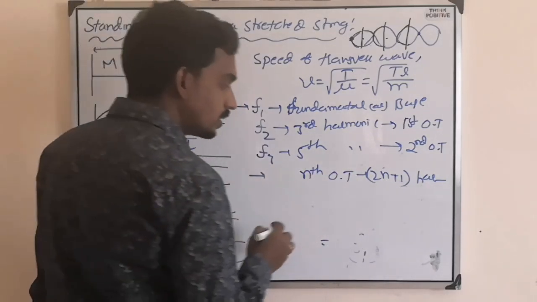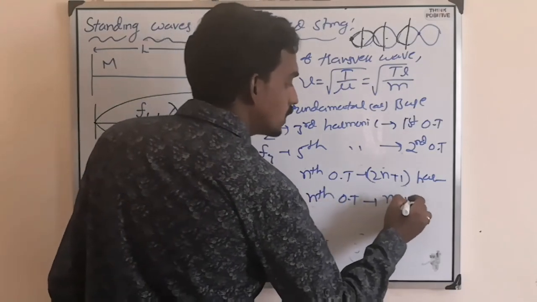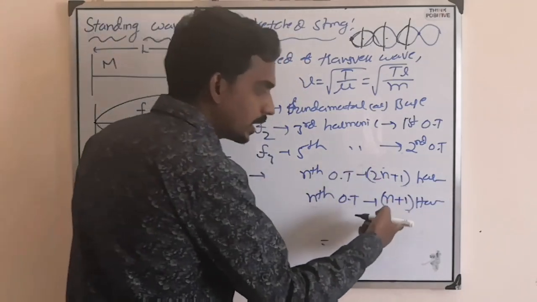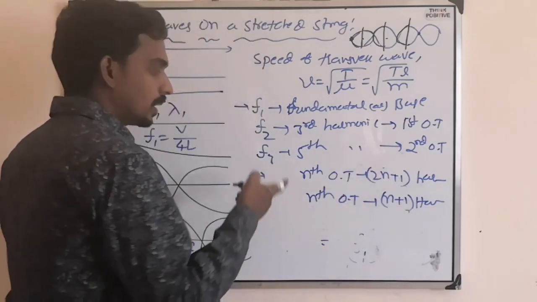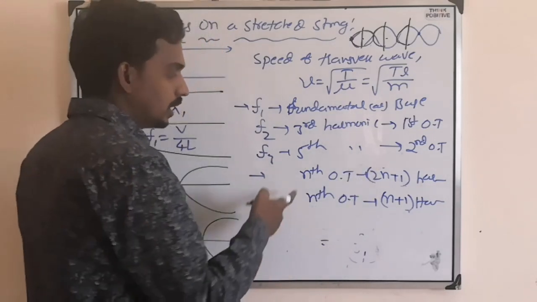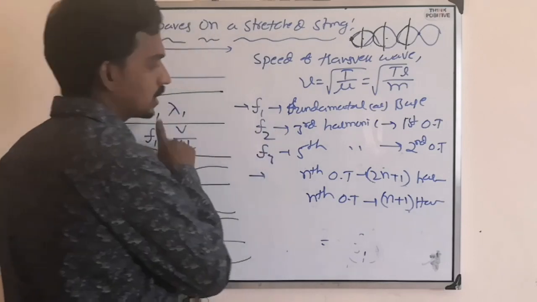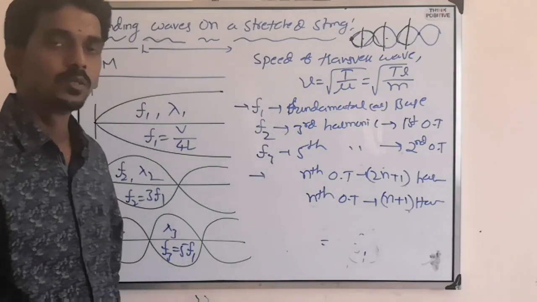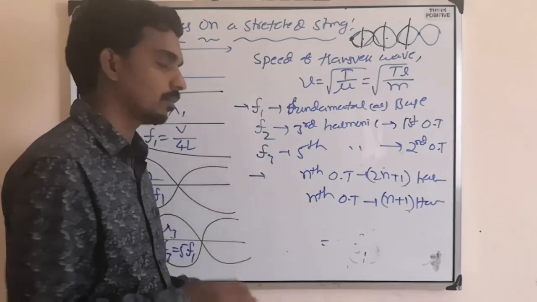In the previous case, nth overtone means n plus 1 harmonic. First overtone means second harmonic. But in this case, first overtone is third harmonic. That's why the general formula is nth overtone in this case is 2n plus 1 harmonic. So you should not get confused and you should not forget the formula.